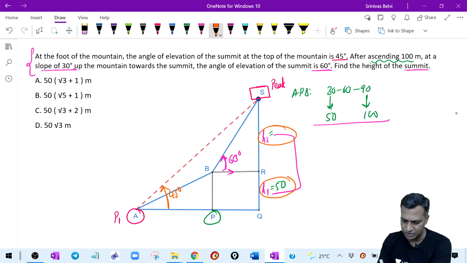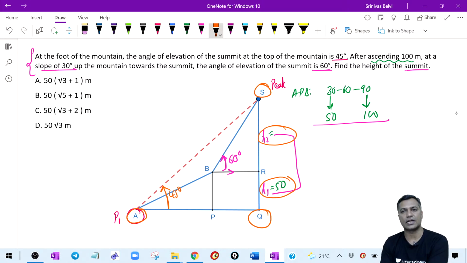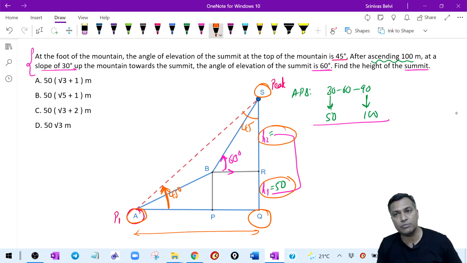Look at this triangle. Which triangle do I want you to look at? Look at the triangle AQS. It is given that this is 45 and hence this is 45. If the side opposite this 45 is H1 plus H2, then the side opposite this is also H1 plus H2. Both these lengths are going to be the same.